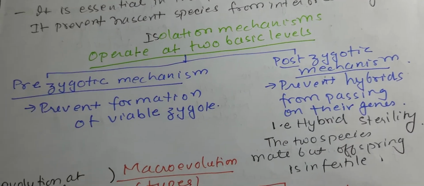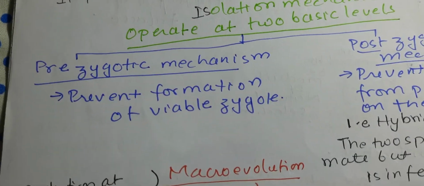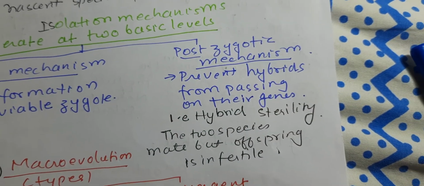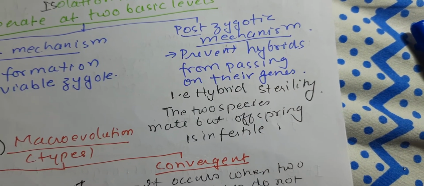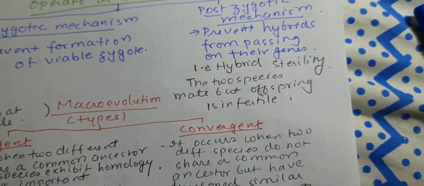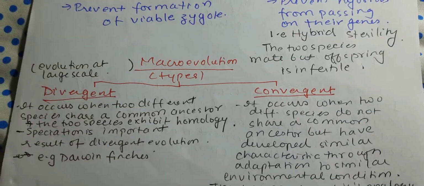Isolation mechanisms operate as prezygotic mechanisms and postzygotic mechanisms. Prezygotic mechanisms prevent the formation of a viable zygote, and postzygotic mechanisms prevent the hybrids from passing on their genes, that is hybrid sterility. The two species mate but the offspring is infertile.